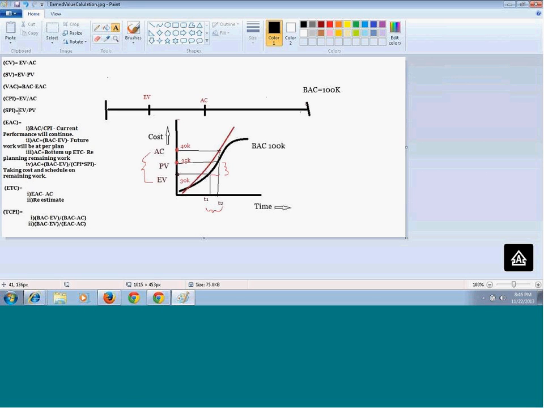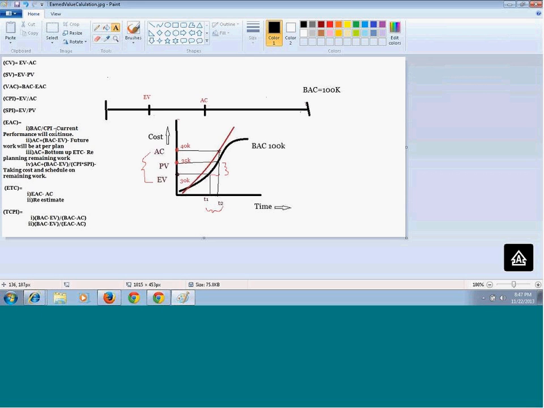So schedule performance index will be earned value divided by planned value. Now estimate at completion. These are very important formulas, and you will find multiple formulas for estimate at completion, depending on what basis you are estimating the budget at completion. One is budget at completion divided by CPI, the cost performance index. If you assume that the remaining project work will continue at the same performance level, then you will calculate your estimate at completion by dividing BAC by your CPI.